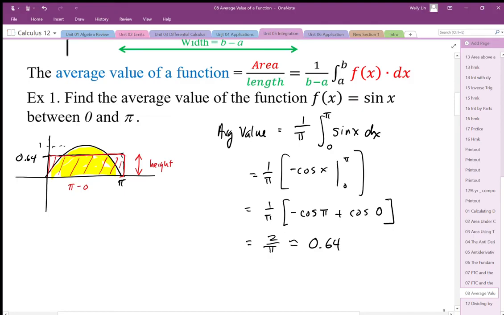And this is what we've done. We've taken the area under the curve, this area here, and made it into a rectangular area, then divided by the width to give us the height of that graph. So the average value is calculated that way.